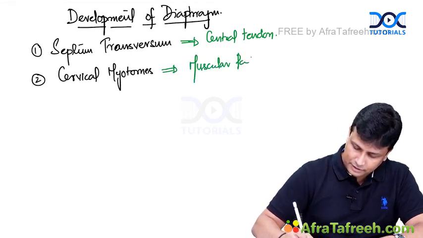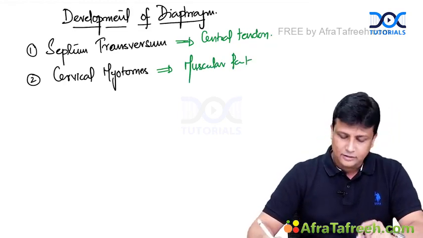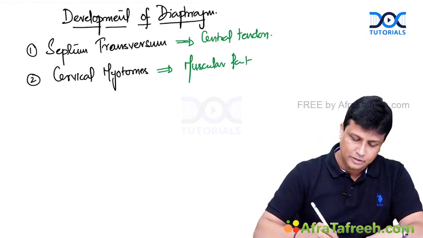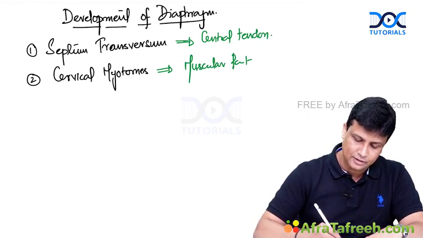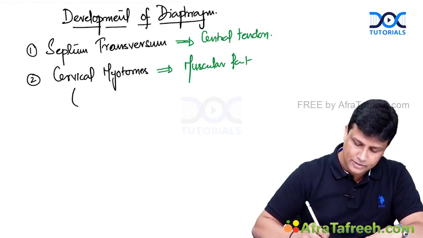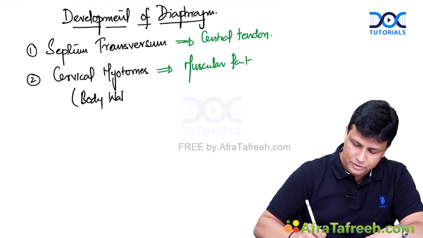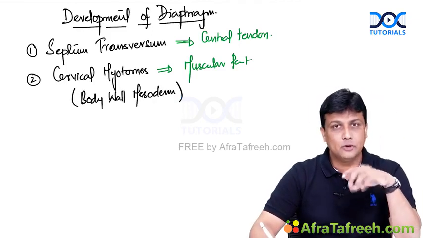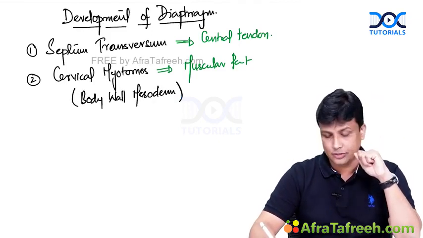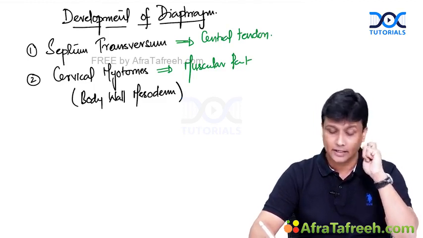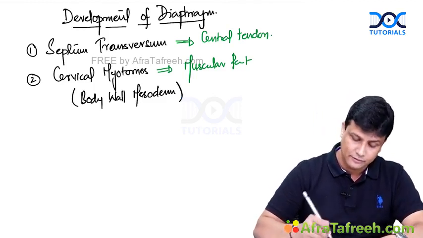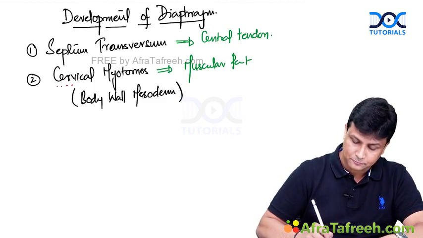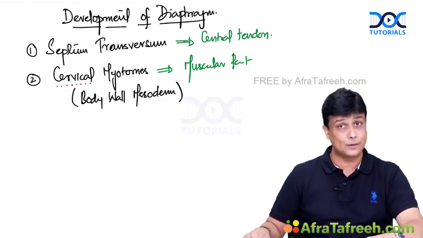The muscle part, okay? But the important thing here, first of all, a myotome is nothing but mesoderm only, right? So therefore we can even call it body wall mesoderm. So please don't get confused if these different words are used in the exam. So body wall mesoderm, or the cervical myotomes, are the ones which are going to form the muscular part. But my focus here will be on this word, cervical. I want you to keep your focus on the word cervical.